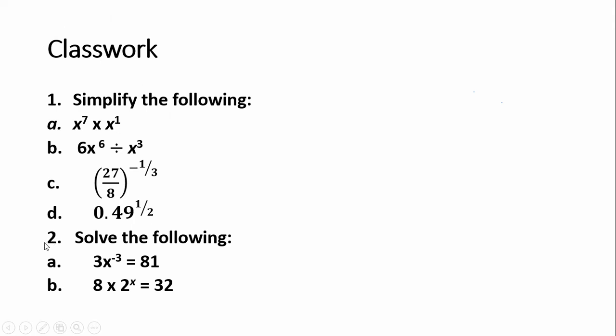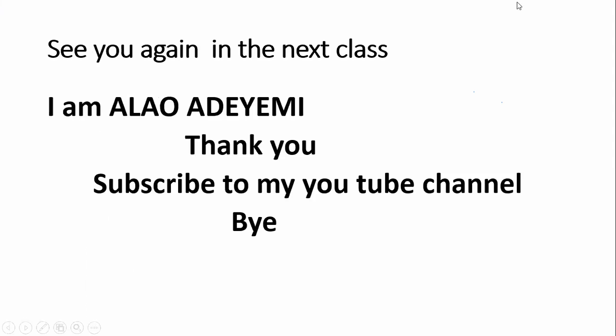Question number 2, solve the following for x. A, 3x raised to power minus 3 equals 81. B, 8 times 2 raised to power x equals 32. These are the questions that you are expected to solve.